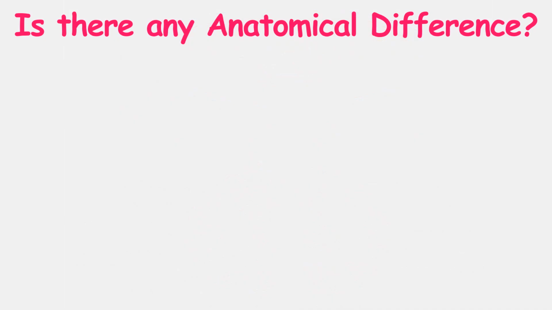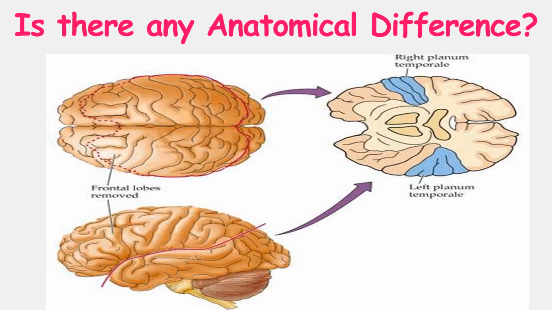So far we have seen that there are some functional differences between the two hemispheres. But is there any anatomical difference between the two hemispheres? Yes, there are. The planum temporale, which is the area of the superior temporal gyrus involved in language related auditory processing, is usually larger on the left side than the right one. That is the anatomical difference between the two regions.